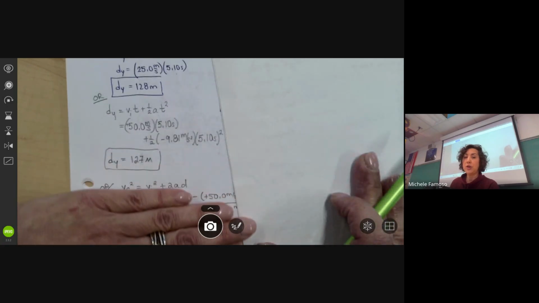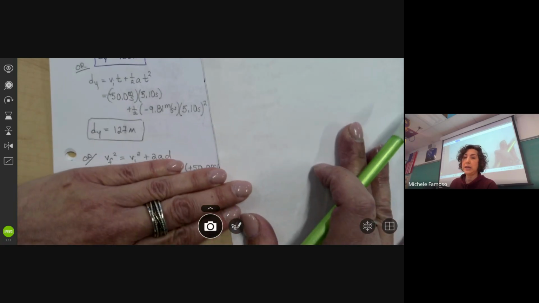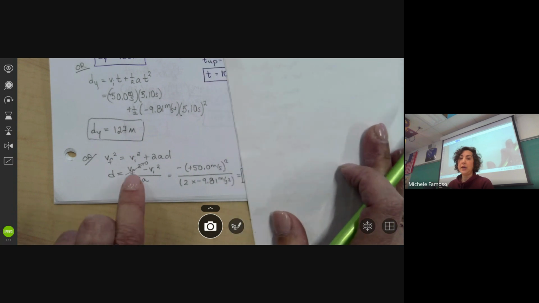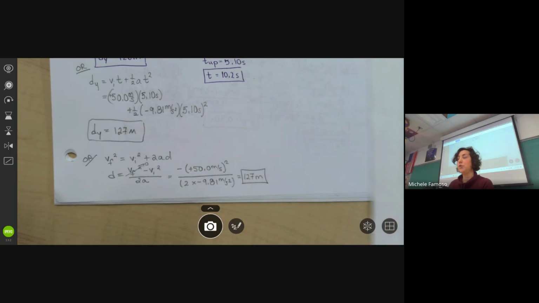The third way you could have done it was using VF squared is VI squared plus 2AD. So D is VF squared minus VI squared over 2A. The VF squared is 0 at the top. So you would have done negative of the positive 50.0 meters per second squared over the quantity 2 times negative 9.81 meter per second squared, giving you 127 meters if you did it that way.